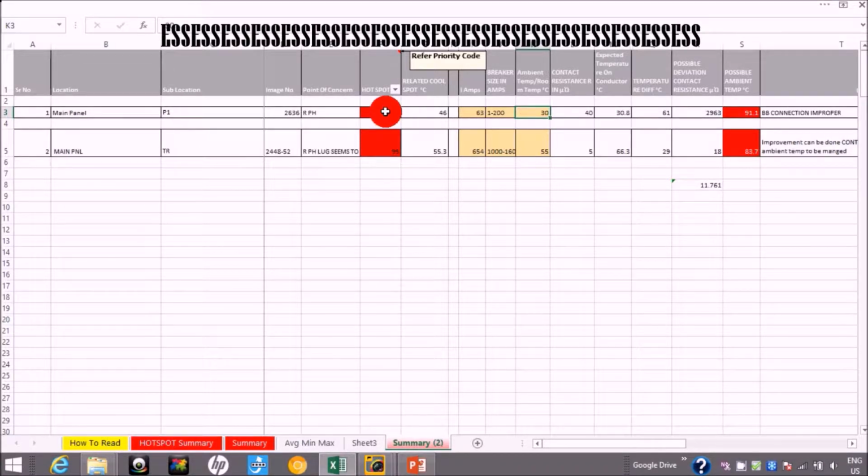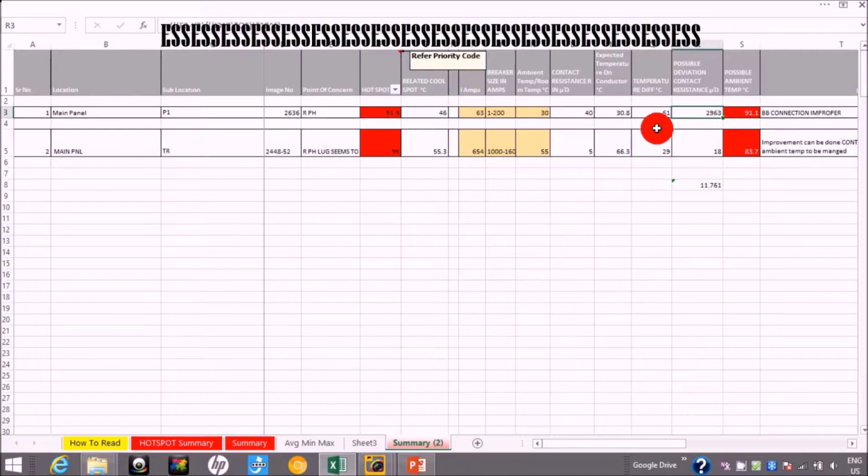Okay, but now here you have seen 91 degree centigrade. So what does that mean? The difference is 61 degree. So what does that indicate? There are two possible things. One is you have a high contact resistance, that is, something is wrong, a loose connection or something, or you have a possible ambient temperature of 91 degree centigrade.